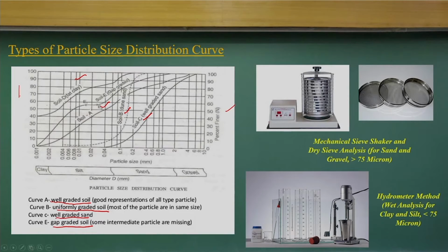We use a mechanical sieve, which is a very simple piece of equipment, to get the particle size. I have different sieve sizes, and you just do the mechanical sieving, the dry sieve analysis, for sand and gravels. Whereas the hydrometer method we follow for wet analysis of clean silt, where the size is less than 75 microns. You can see the photographs of the hydrometer.